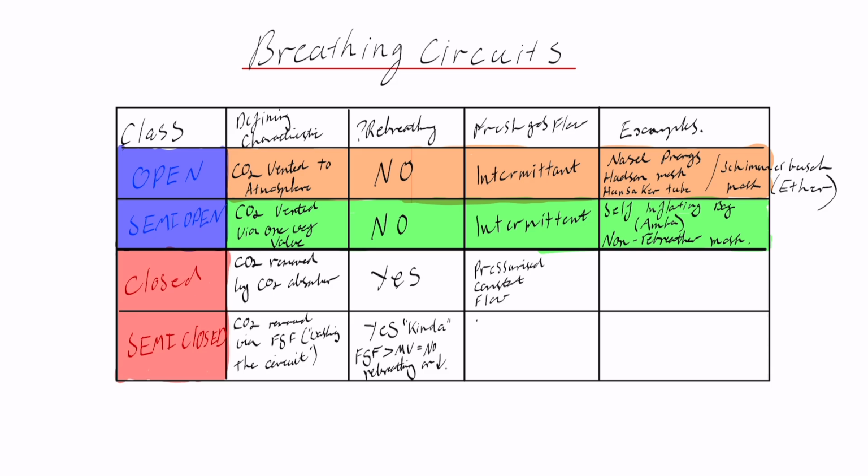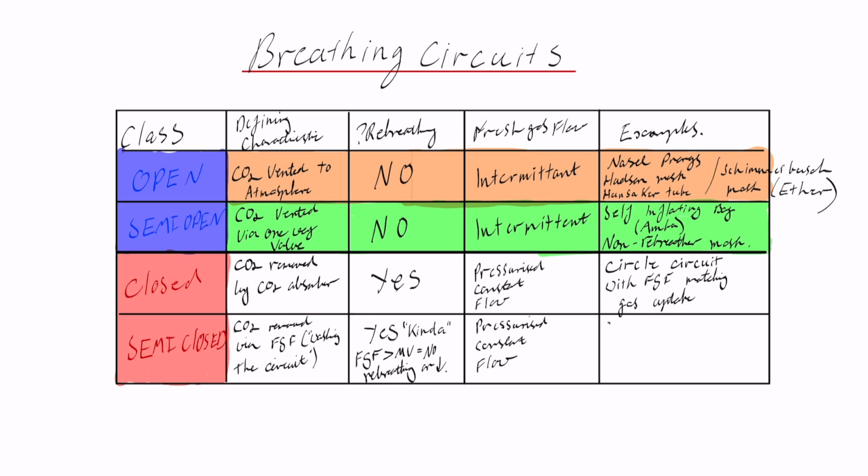When it comes to fresh gas flow, for closed and semi-closed, they're reliant on pressurized, constant fresh gas flow, and it's not intermittent like your open and semi-open. And then examples of closed circuits would be your circle circuit with fresh gas flow matching gas uptake. And your examples for semi-closed would be circle circuits with an APL valve that's open. So the patient, when they breathe out, once the pressure reaches a certain limit, the APL valve will expel more gas into the atmosphere. And then the other example is Mapleson circuits, and Mapleson circuits come from A to F.